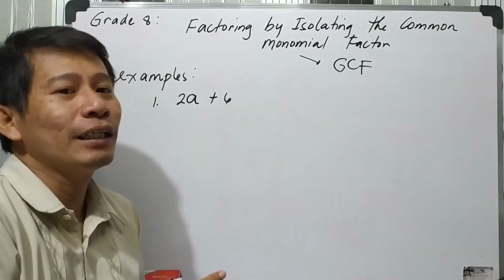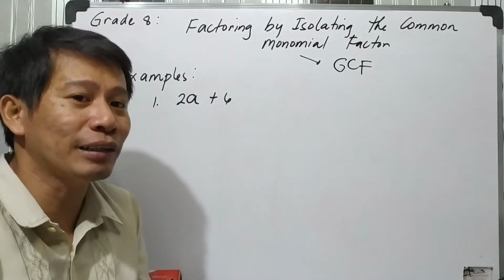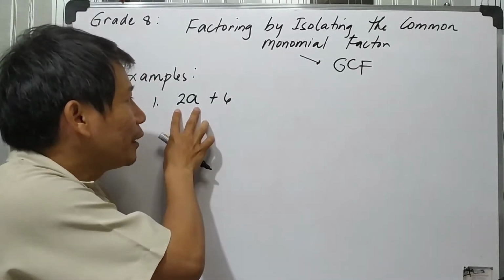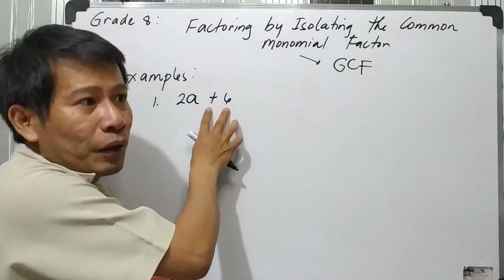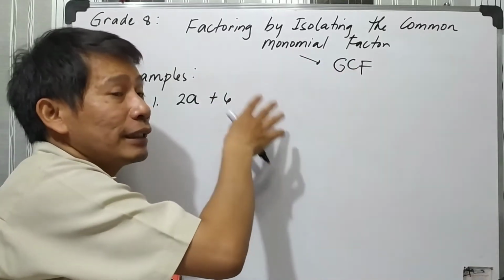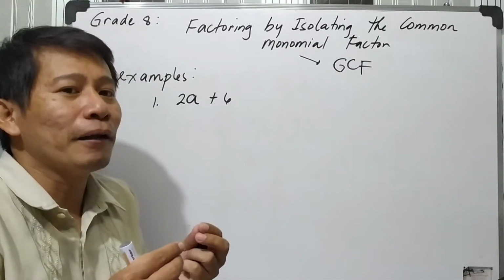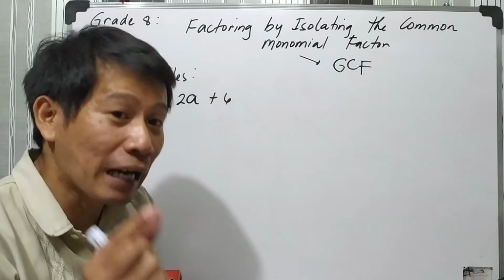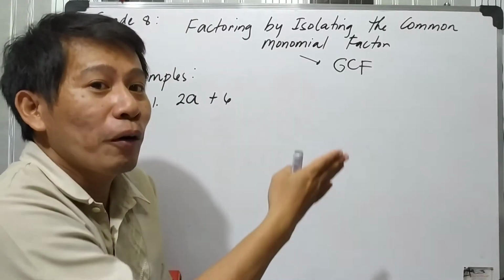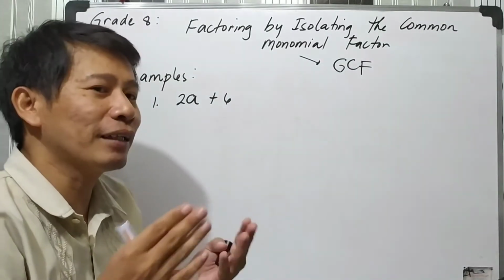Let us try to consider our example here. 2a plus 6. If you notice, this 2a plus 6 is a binomial. When we say binomial, we have two terms, right? So, we have 2a and then we have the positive 6 here. Now, how are we going to factor this by isolating the GCF? By the way, when we say factoring, this is the process of breaking down this polynomial into a product of its factors. Okay? So, how are we going to do it now?